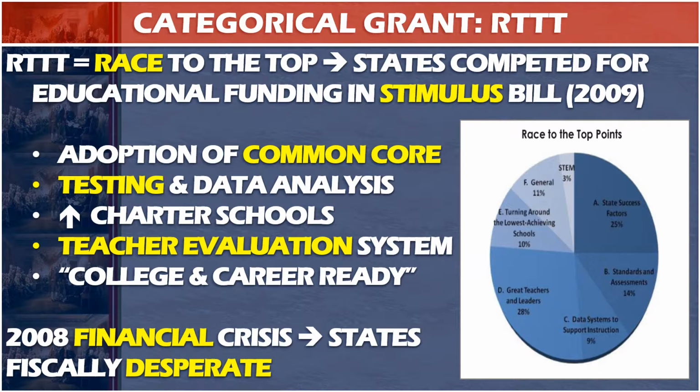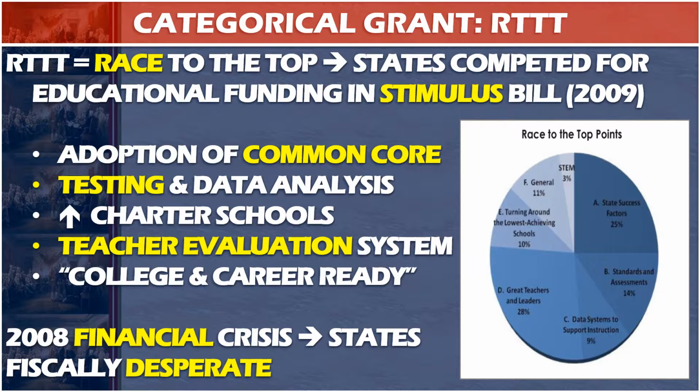Another example of a categorical grant in education is something called Race to the Top, which was part of the stimulus bill passed in 2009 in response to the financial crisis. And what it did is it put states in competition. It said, if you want this money, you need to get the highest scores, and we're not going to give the money to everyone. We're not going to give you a block grant and let you spend it. You have to do certain things or prove that you're doing certain things. And only the states who have the highest scores in accomplishing these different things will get the funding.